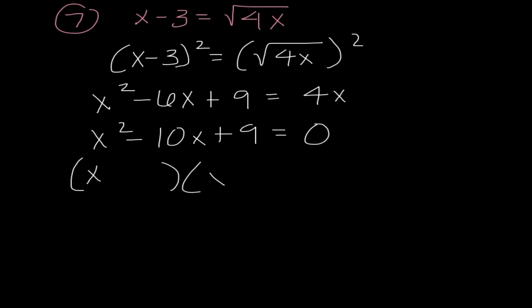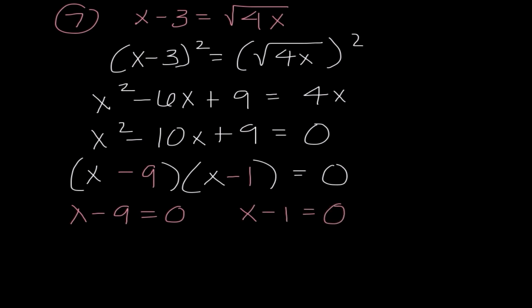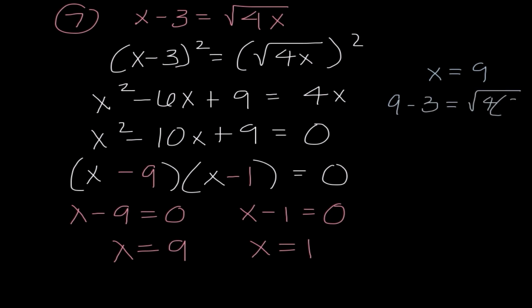So I'm going to go ahead and factor, and I need to think what factors of 9 add up to be negative 10. And I'm thinking negative 9 and negative 1. So I'm going to set these both equal to 0. And I get x equals 9 and x equals 1. So let's double check. Let's see what happens when we do x equals 9. Is 9 minus 3 equal to the square root of 4 times 9? So is 6 equal to the square root of 36?